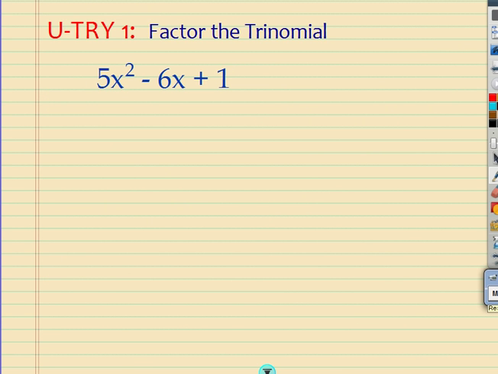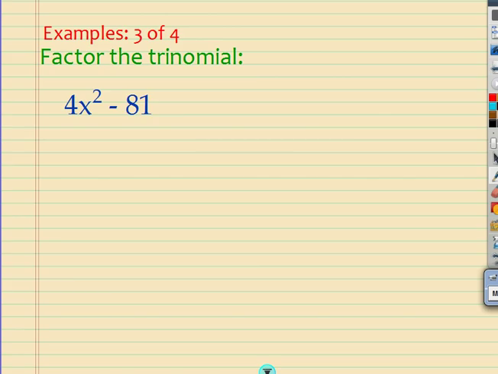Here's your first try. Here's my next example. This time I have a binomial where it looks like a difference of 2 squares. The question is, can I write this as a difference of 2 squares?